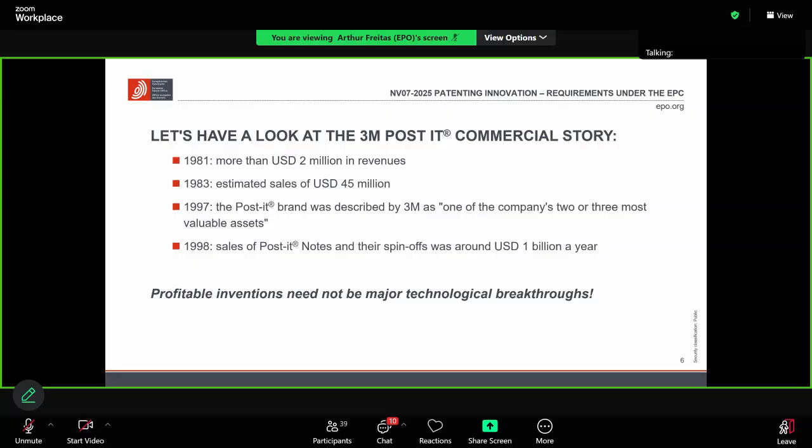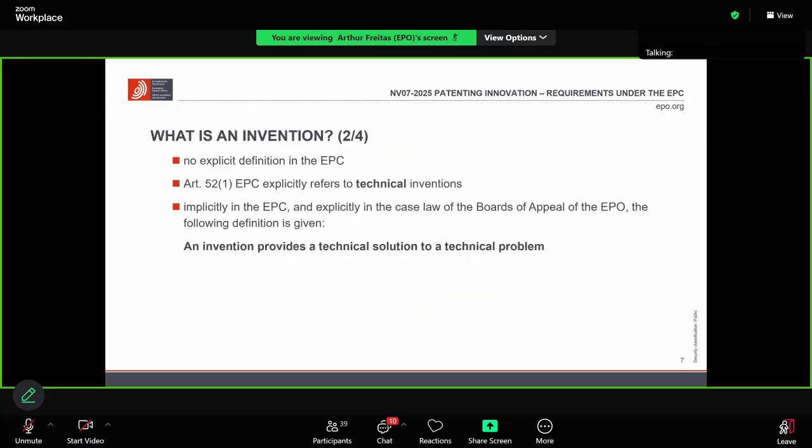So it goes to show you don't need to be a rocket scientist to file for patents. As a matter of fact, simple inventions can be very profitable too.